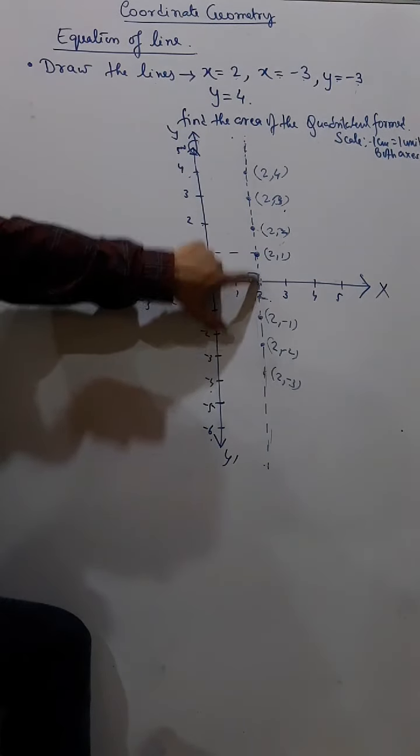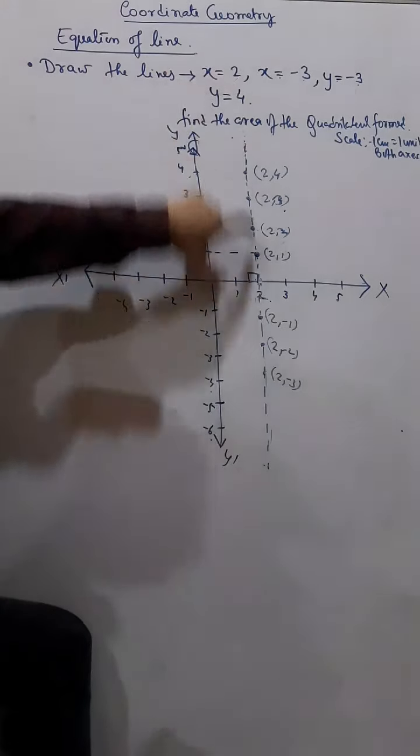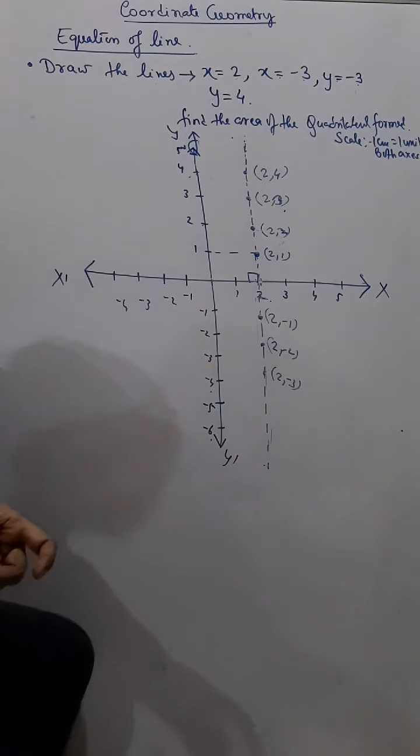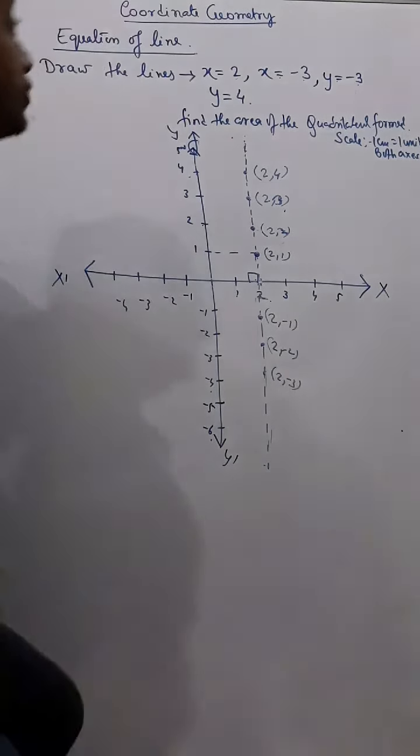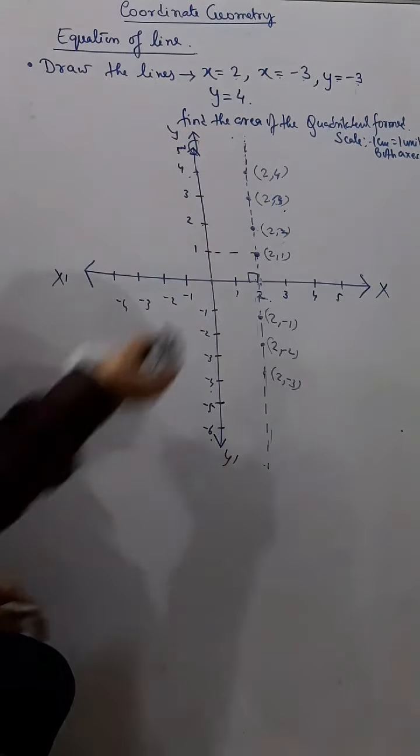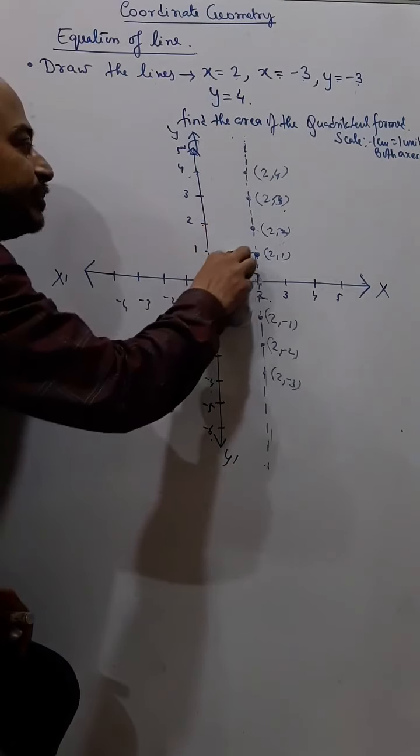Because it lies at this position, this line is known as x equals 2. Understand? So when they say x equals 2, this line is called x equals 2. Okay, so let me clear this first.